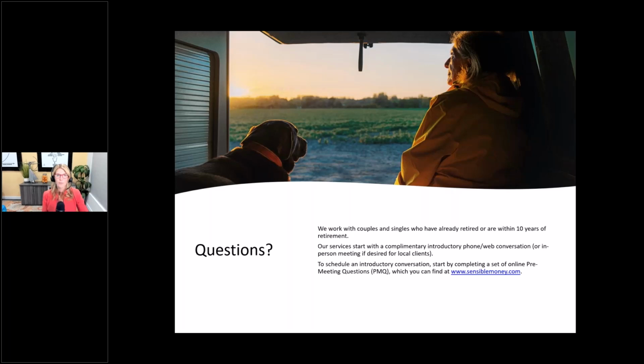Is there a rule of thumb for the percent of the portfolio to have in cash reserve at the time of retirement? And maybe this is also a good time, Dana, to talk about just reserves in general and how we treat reserves in a plan.